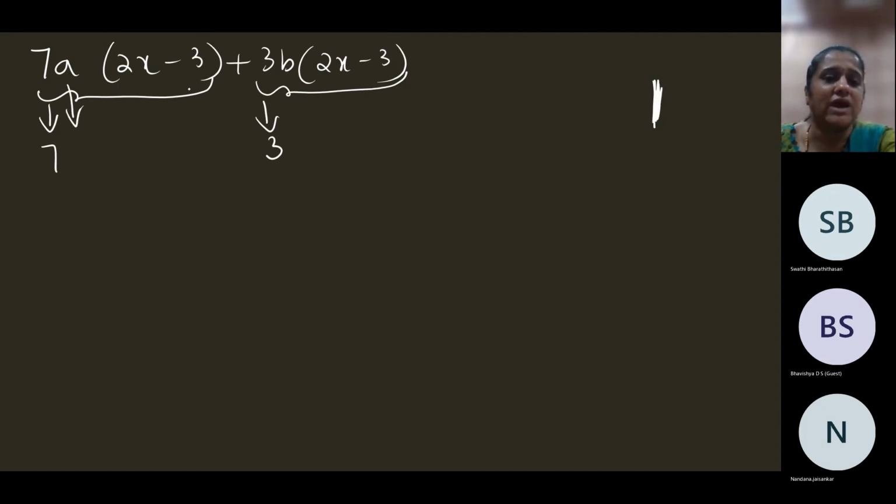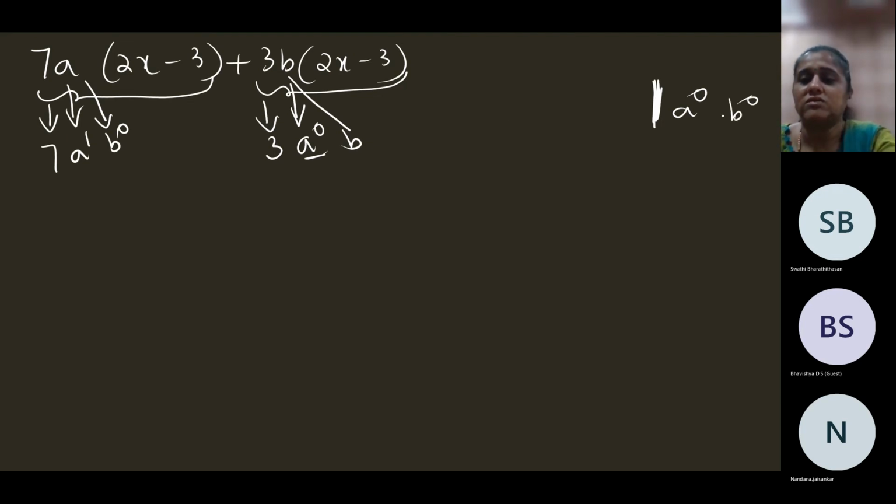Then for A, there's A power 1 here, but here it is A power 0 because there's no A there. So take A power 0, the smallest power. And there is B here, but here there's no B. That means B power 0, the least power. So what is A power 0? 1. B power 0, 1. So that means the HCF is only 1. Yes or no, children?